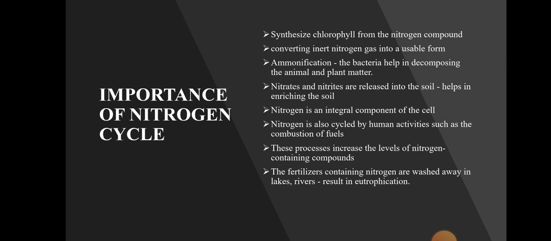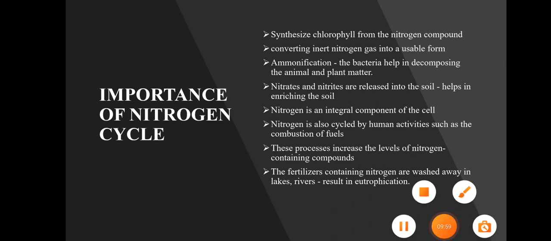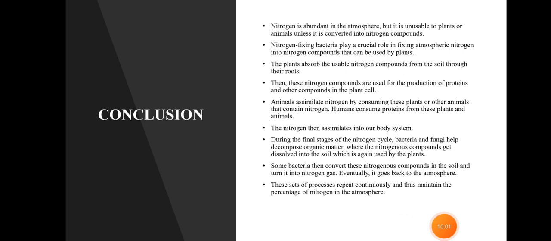Nitrites and nitrates are released into the soil, which helps enrich the soil with the nutrients necessary for cultivation. Also, nitrogen is an integral component of the cell, and it forms many crucial compounds important for biochemical molecules. And finally, nitrogen is abundant in the atmosphere, but it is unusable to plants and animals unless it is converted into nitrogen compounds.